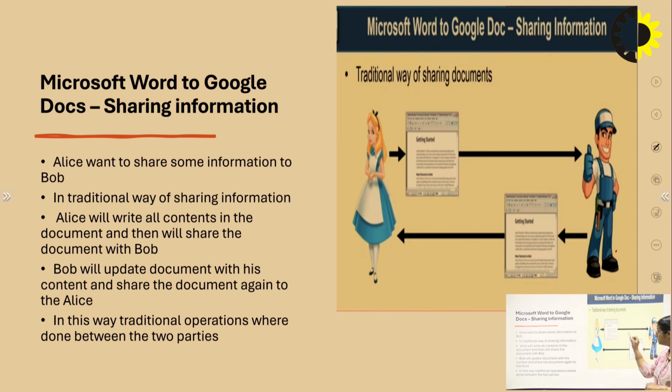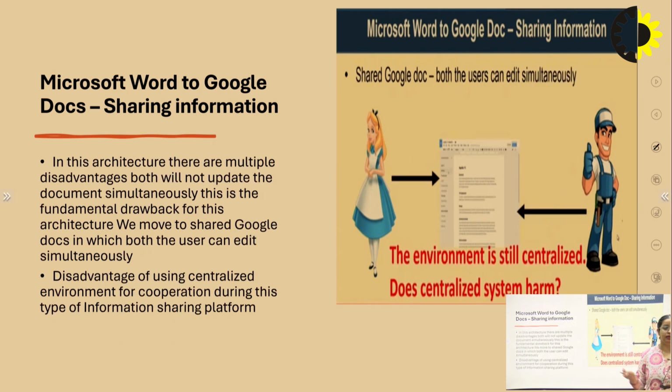Now this is the part of Alice, and on the other hand, when Bob gets that information, he will edit and update it and then send the data back. That means in this way, the traditional way, we are sharing information between two parties. Next, I'm taking the example of Google Docs, and how it will work.